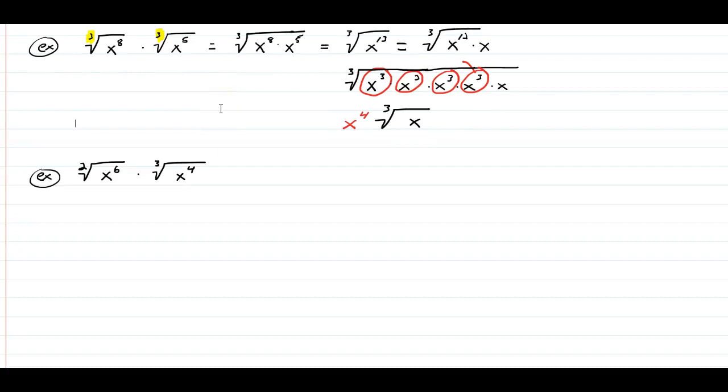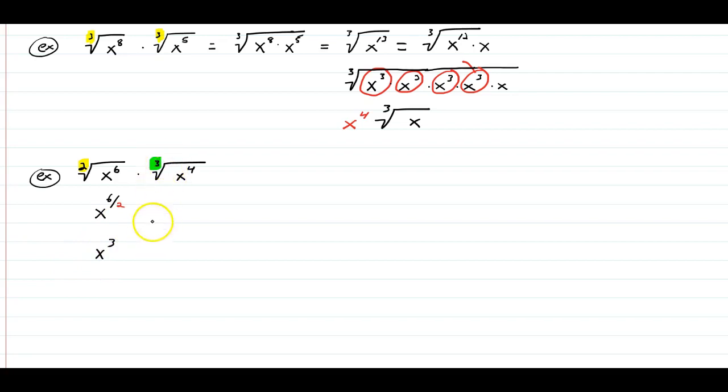All right, in our next example, we're going to look at the square root of x to the 6th times the cube root of x to the 4th. And here, since my indexes are different, I am not able to combine them like I did in this problem. And so I need to simplify them first. And so since this is a square root of x to the 6th, this is like saying 6 with an index of 2, so that becomes x to the 3rd.